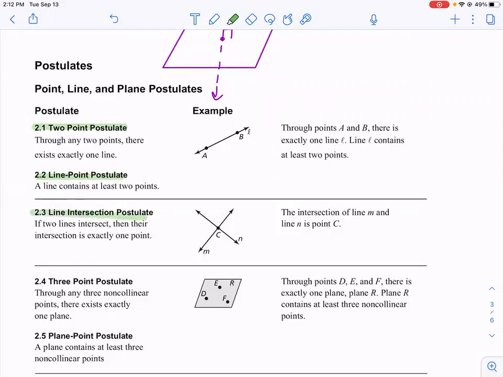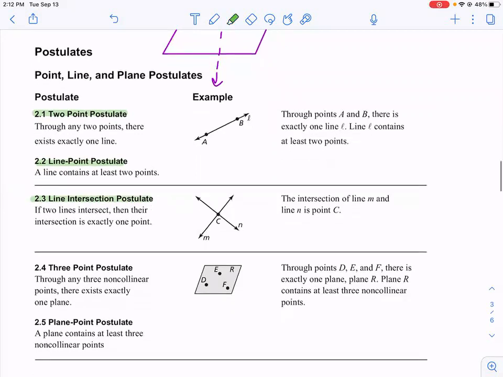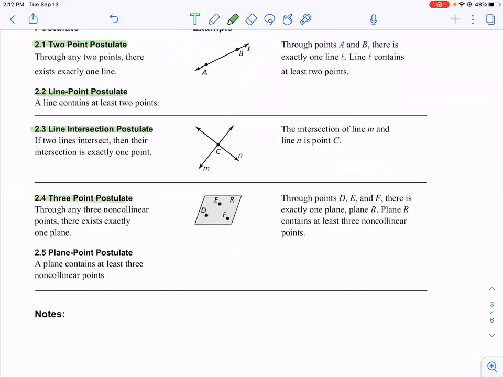The line intersection postulate. 2 lines intersect, and their intersection is 1 point. If 2 lines intersect, they intersect at exactly 1 point. If they don't intersect, then those lines are parallel. Okay. The plane point postulate: through any 3 non-collinear points, there exists 1 plane. A plane contains at least 3 non-collinear points.